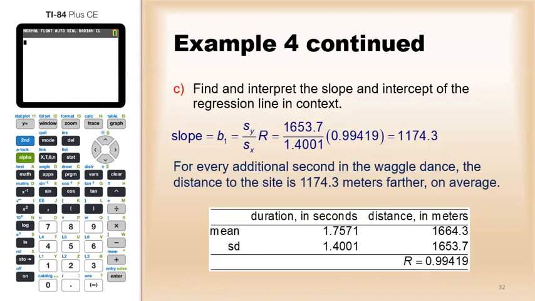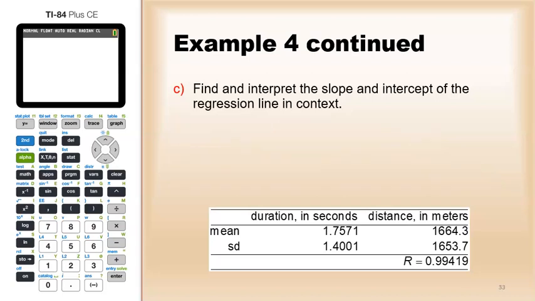So what that means is that for every additional second in the waggle dance, the distance to the site is around 1,174.3 meters farther on average. Recall that slope is basically in terms of the y value per x value, so meters per second. So every additional second, we're so many meters farther.